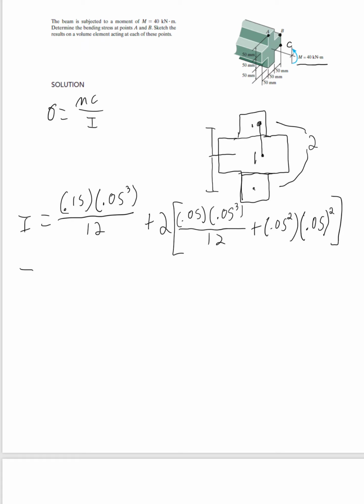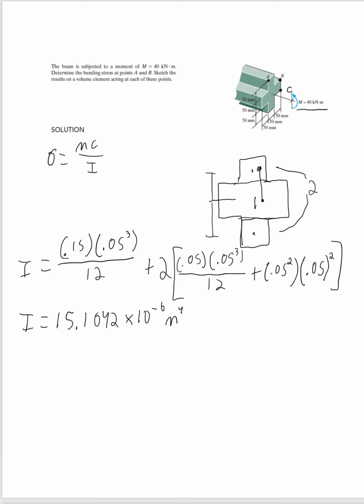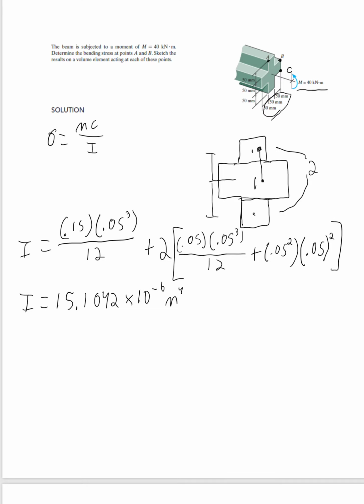So we get our moment of inertia to be 15.1042 times 10 to the negative 6th meters to the 4th. And because we're in meters, and these are pretty small dimensions overall, it's going to be a tiny number. If those were big numbers, you could also end up with a really big number. That's normal. Don't worry about it.